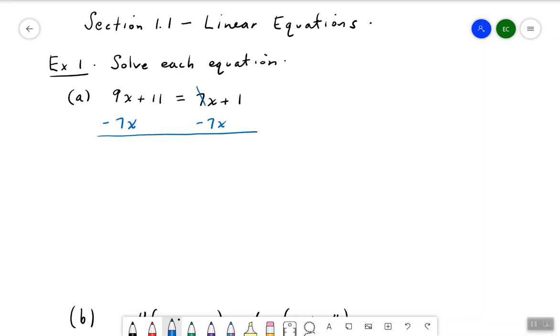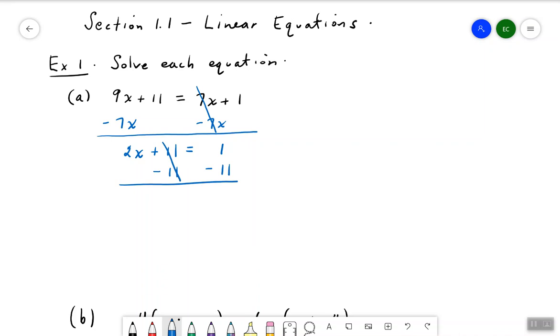And when we do that, the 7x minus 7x on the right side cancels, and we're left with 2x on the left side, that's 9x minus 7x. We still have the 11, and then on the right side, all we have is 1. So that looks good. Now we have x only on the left side of the equation. Let's take the constant 11 and move that term over to the other side of the equal sign. We're going to do that the same way we did with the 7x. In this case, we're going to subtract 11 from both sides.